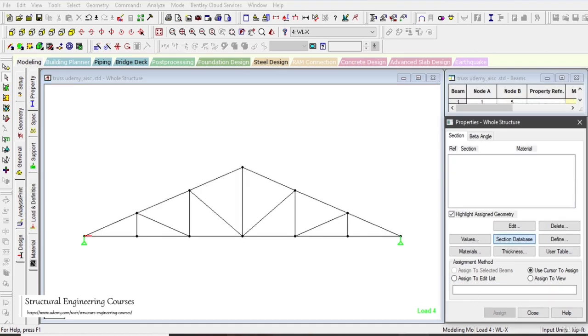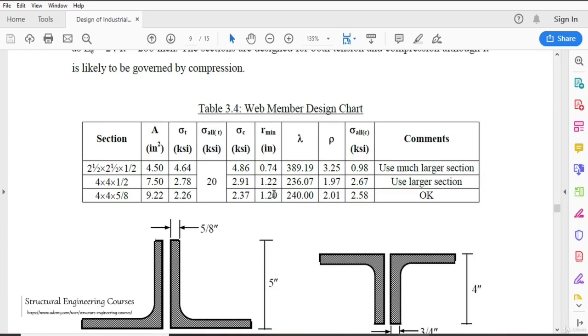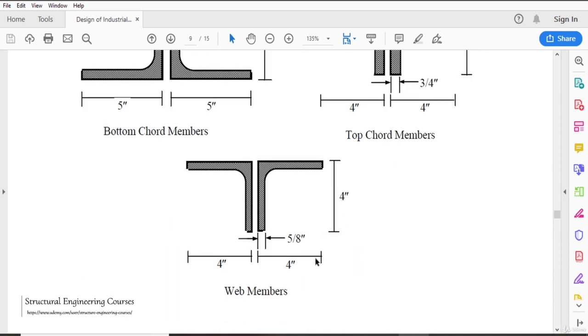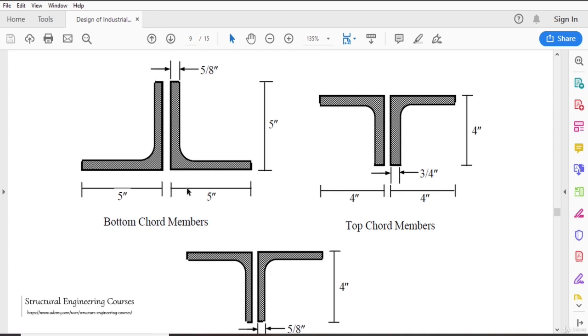Under the property sections, the author has predicted that bottom chord members are in the range of 5 by 5 by 5/8, and top chord members are in the range of 4 by 4 by 3/4 inches, and web members are coming out to be 4 by 4 by 5/8, 5/8 inches. So 5 by 5 means that this length is 5 inches, this length is also 5 inches, and thickness is 5/8 inches.